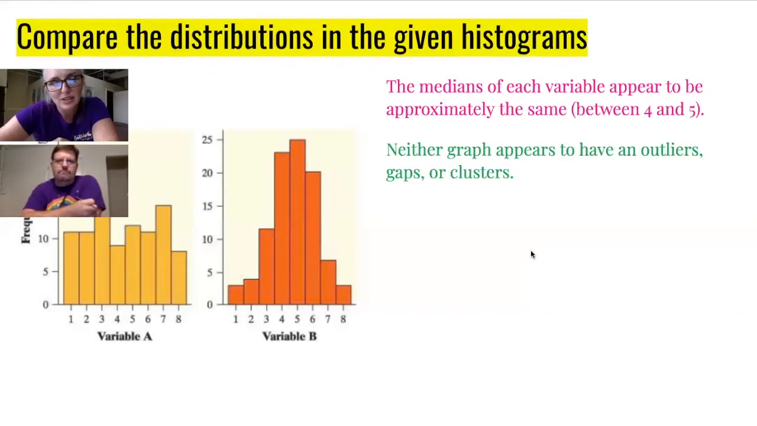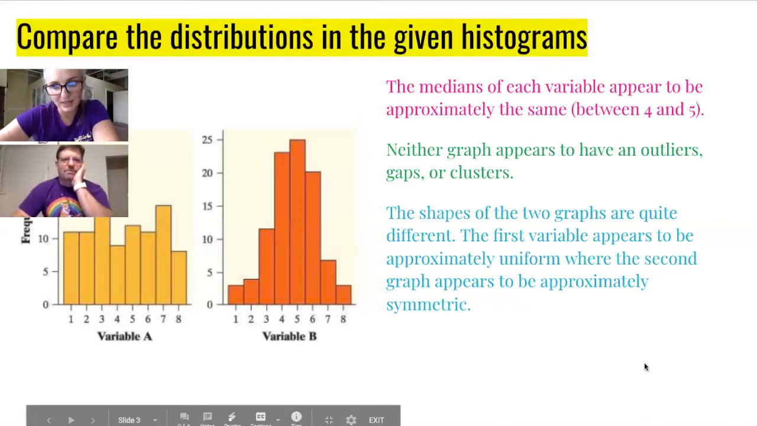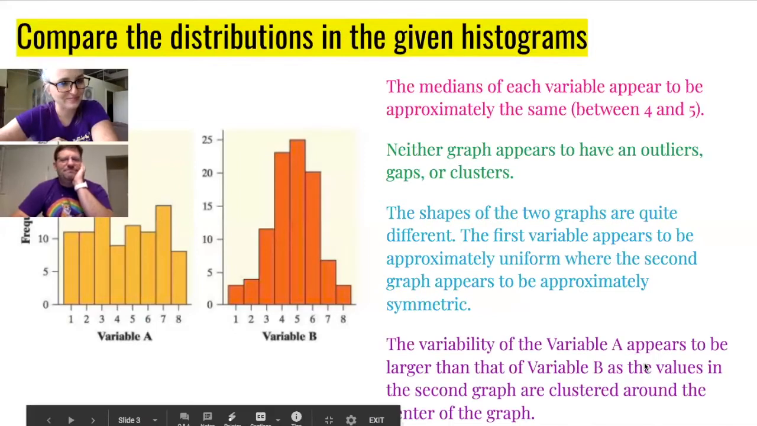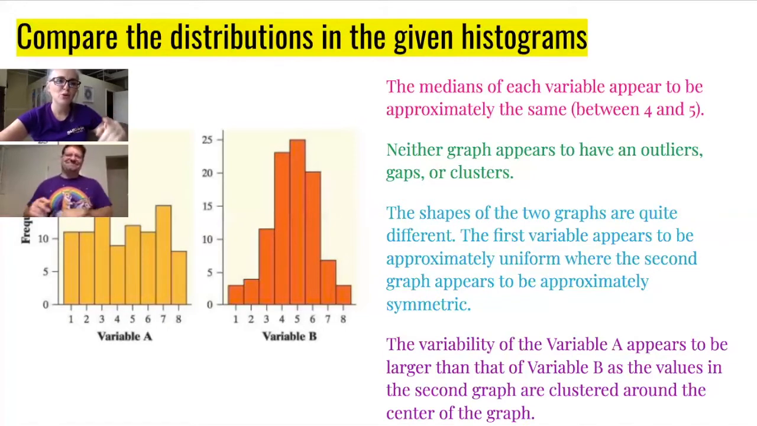Then you talk about anything unusual. These are boring graphs. Not only do they not have any specific variables, but there's no outliers, no gaps, no clusters, nothing interesting about them. And then the shapes, they're quite different. Variable A appears to be uniform or approximately uniform, and the second looks like it's approximately symmetric. You might even say the first one's like a rainbow. No, the first one is a uniform.